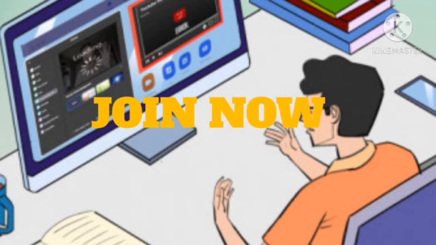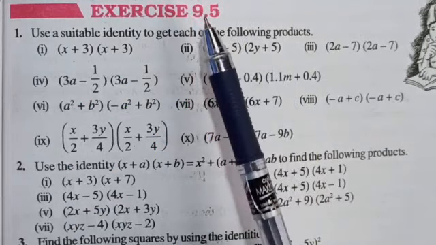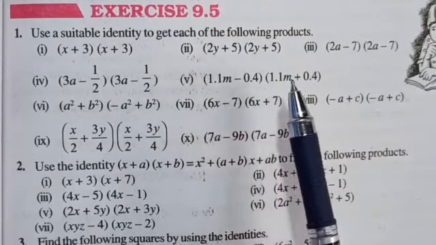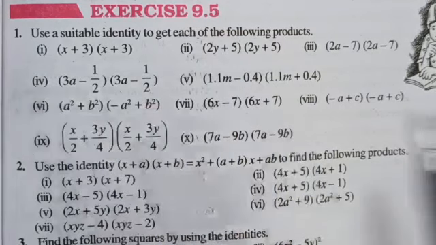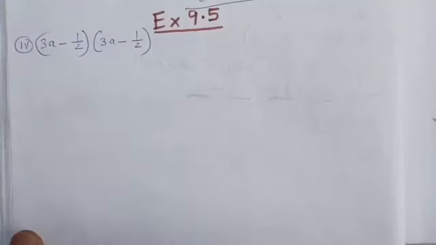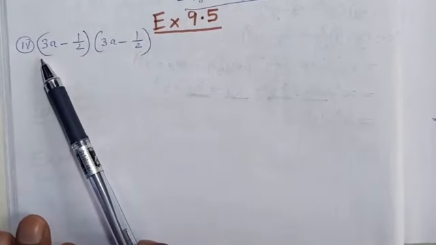In the last session, we have finished part 3 of chapter number 9, Algebraic Expressions and Identities. Today, let us learn part 4 of chapter number 9. Exercise 9.5. In the last session, we have finished Roman number 2. Now, let's try Roman number 4. Exercise 9.5. Question number 1, Roman number 4.